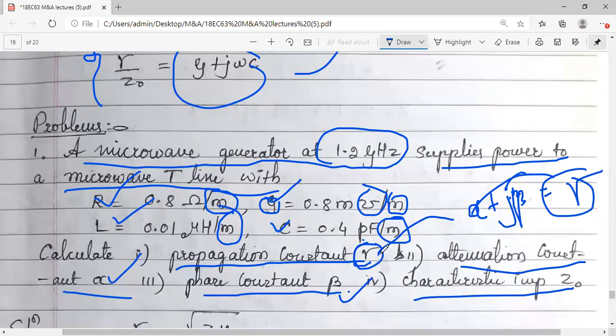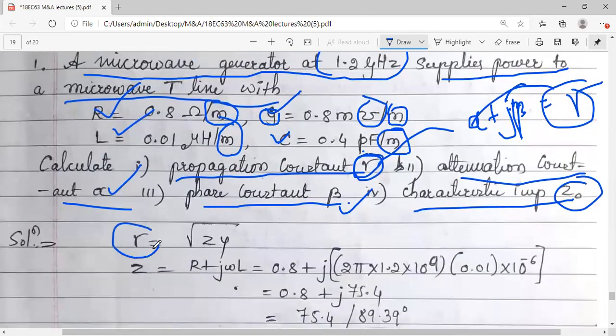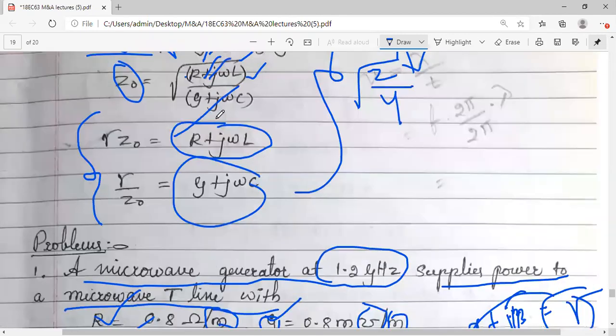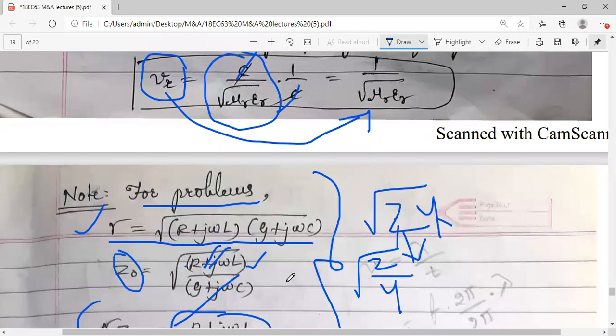So the important thing is getting gamma and characteristic impedance. Let us start the solution. Gamma, we know that it is equal to root of ZY, right? So Z and Y we have seen here in the first equation. Gamma is equal to root of (R plus j omega L)(G plus j omega C).